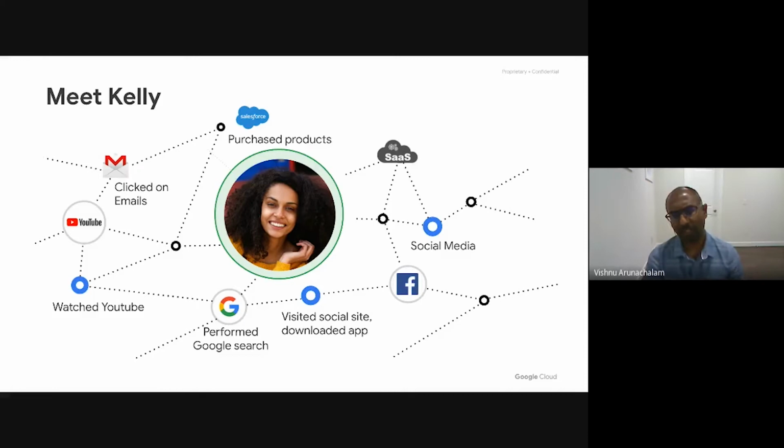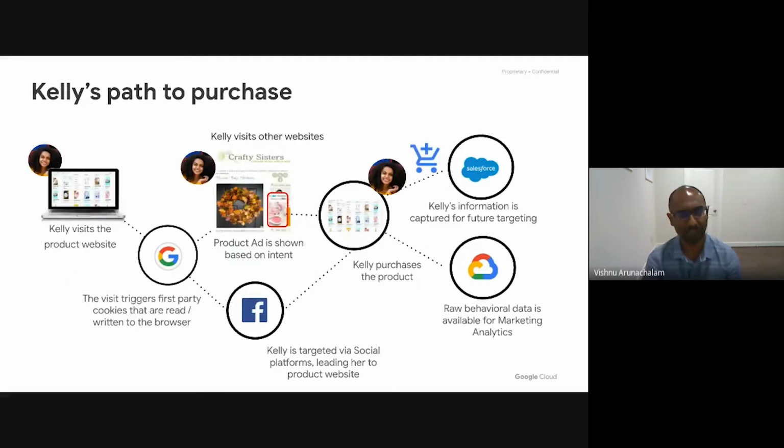And what we have seen is, on average, there are at least 5 or 6 different touch points that a customer makes, in a lot of cases even more, before they make a decision towards buying a particular product. So, for example, this is an example of Kelly's purchase pattern, like her follow-through loop before she purchases a particular product.